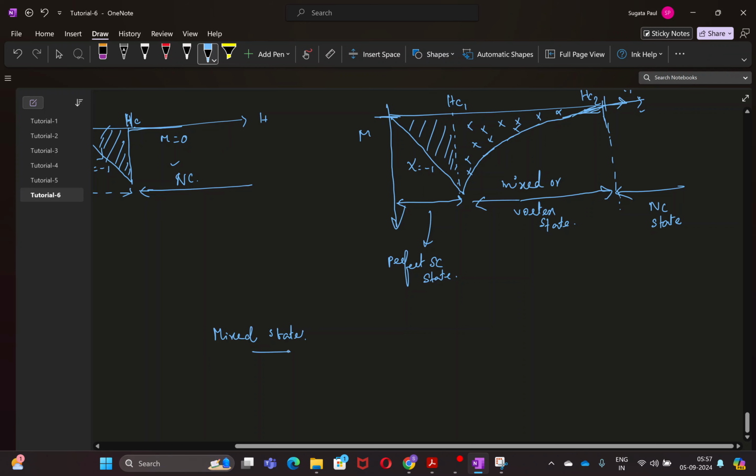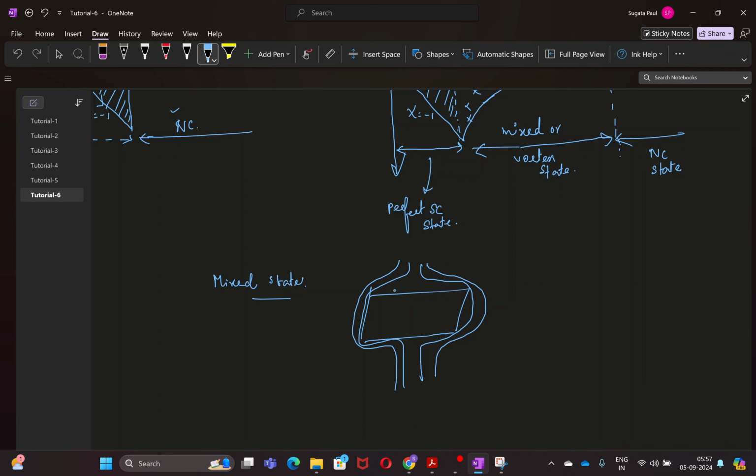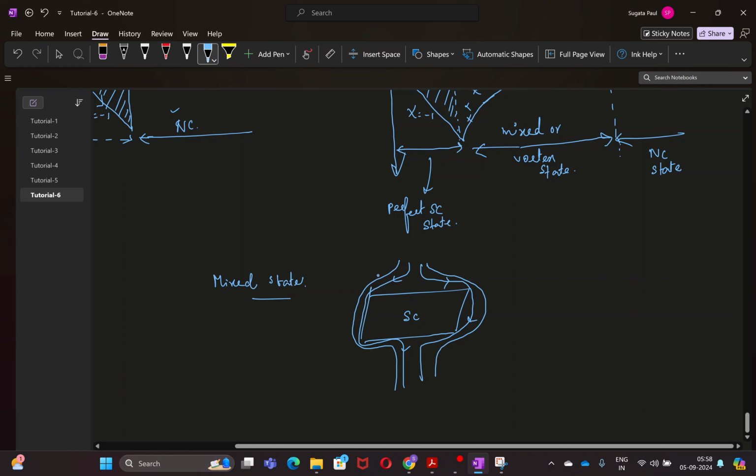So in the mixed state, basically, initially if this is a superconducting sample, then all the field lines would just be repelled by the superconducting material like this. If you draw the field lines like this, they will be repelled by the superconductor like this. These are the field lines, let's say.